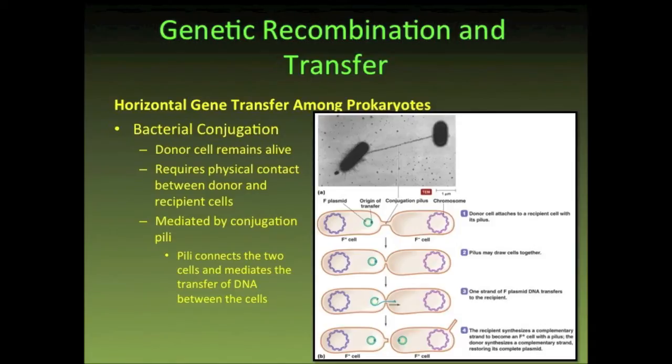The cells involved in this process do not have to be of the same species. The process differs from transformation and transduction in that the donor cell remains alive in conjugation. Conjugation allows bacteria to transfer copies of the genes they encode to new host cells. The genes that are sometimes transferred by conjugation are those for antimicrobial resistance.